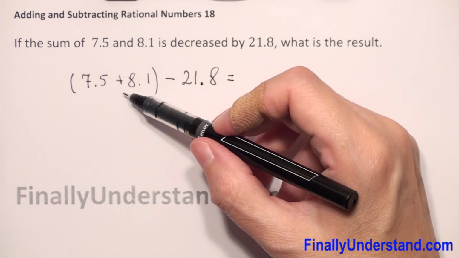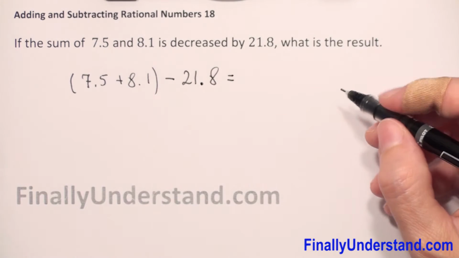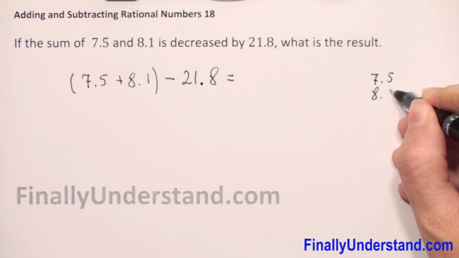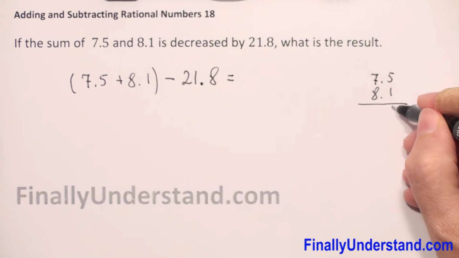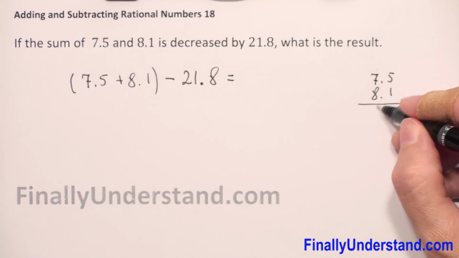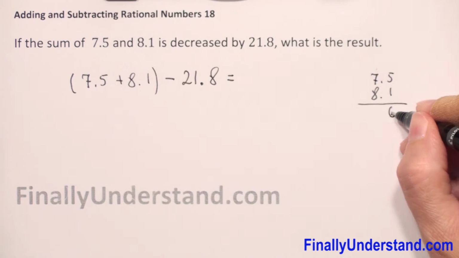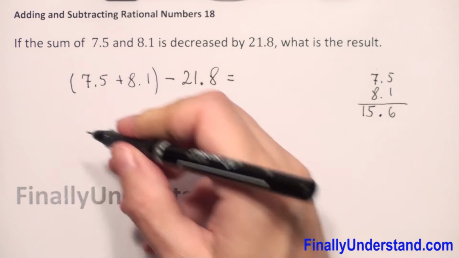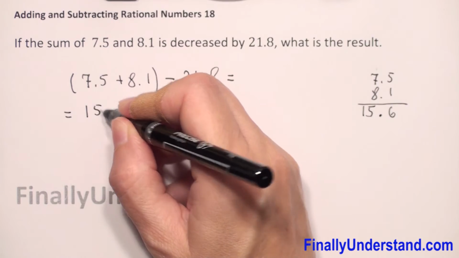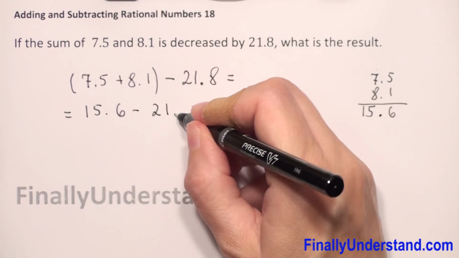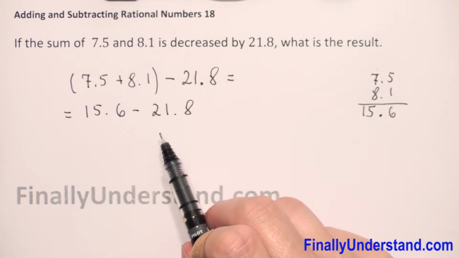First, we have to do the operation in parentheses. So we have to add 7.5 and 8.1. We add tens to tens, copy the decimal point, and add ones. So 5 plus 1 is 6, copy the decimal point, 7 plus 8 is 15. So we have 15.6 minus 21.8. Now we have subtraction.